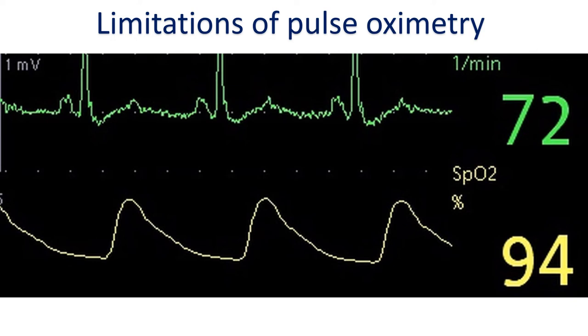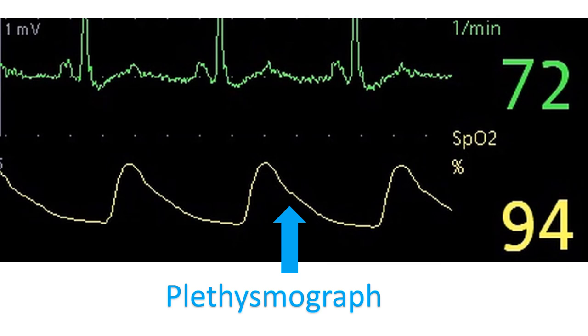Tracing can be poor in case of a cold extremity, which may sometimes need warming to display a good tracing. Wrong values can also occur in carbon monoxide and cyanide poisoning. Methemoglobinemia can also lead to erroneous values of pulse oximetry. Early detection of a fall in oxygen saturation often helps in preventive measures, which often avert a crash in the hemodynamic status.